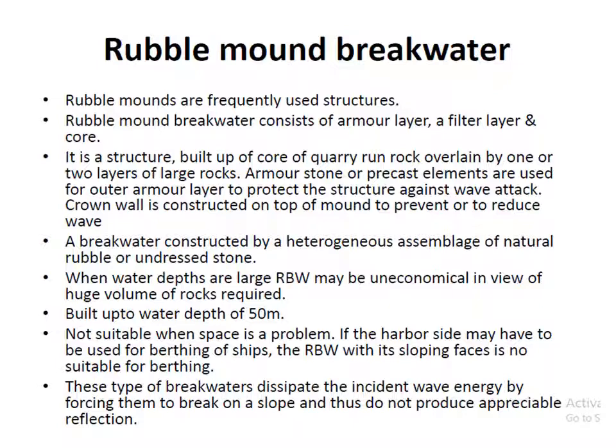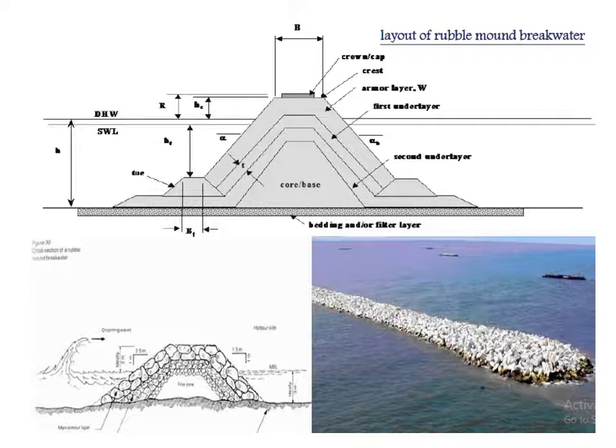These types of breakwaters dissipate the incident wave energy by forcing the waves to break on a slope and thus do not produce appreciable reflection. So what you are seeing is a typical cross section of a rubble mound breakwater. You could see the base and armor layers, the second underlayer and the first underlayer made up of large block stones, which will prevent the wave action coming from the waves and tides.